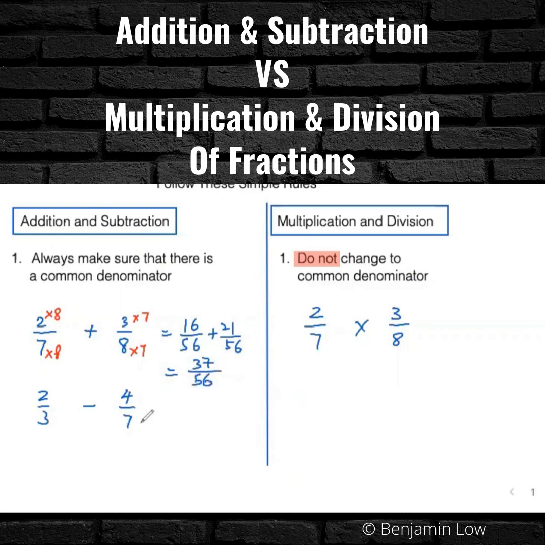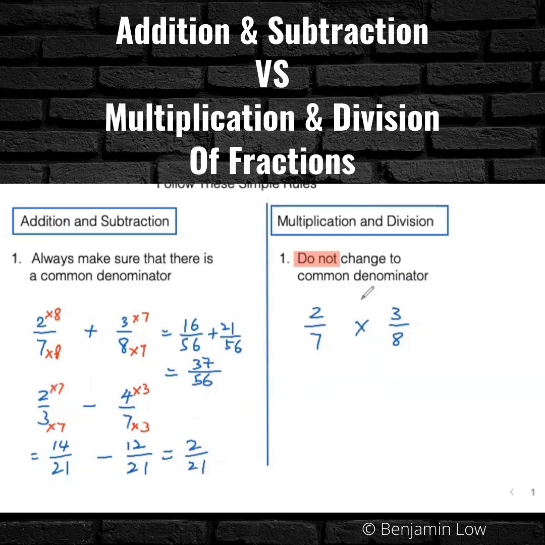If you were to do subtraction of fractions, you should be doing the same thing. Multiply this by 7, multiply this by 3, do the same on top. And the working for this would be 14 out of 21 minus 12 out of 21. This will give me an answer of 2 out of 21.